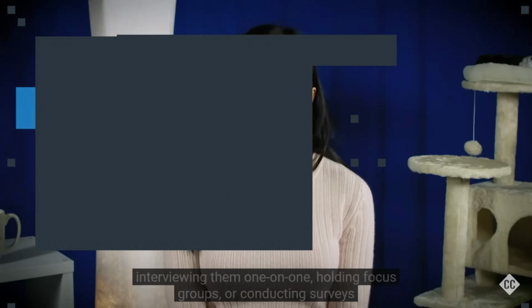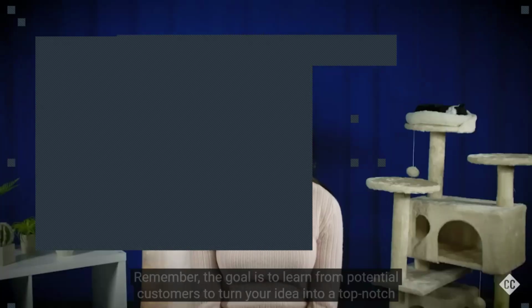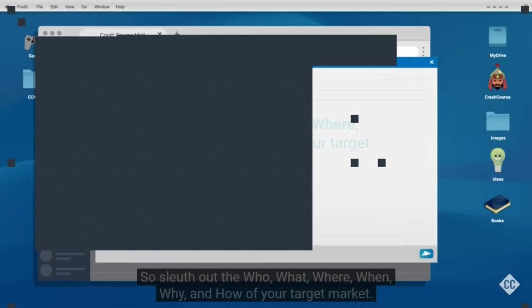There are lots of ways to connect with potential customers, but industry favorites include interviewing them one-on-one, holding focus groups, or conducting surveys, either in person or through an online service like SurveyMonkey. Remember, the goal is to learn from potential customers to turn your idea into a top-notch solution to a problem, whether you're working on spill-proof takeout containers or more affordable childcare. So sleuth out the who, what, where, when, why, and how of your target market.